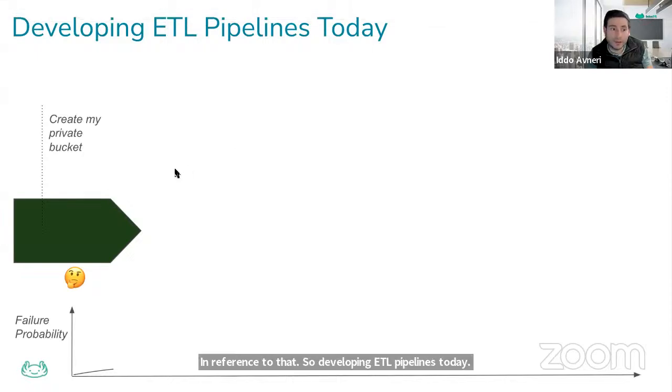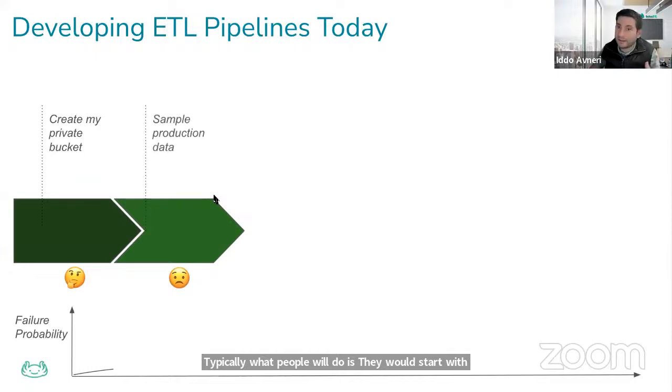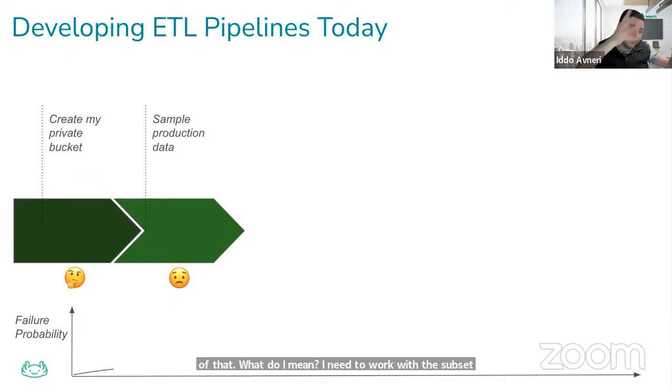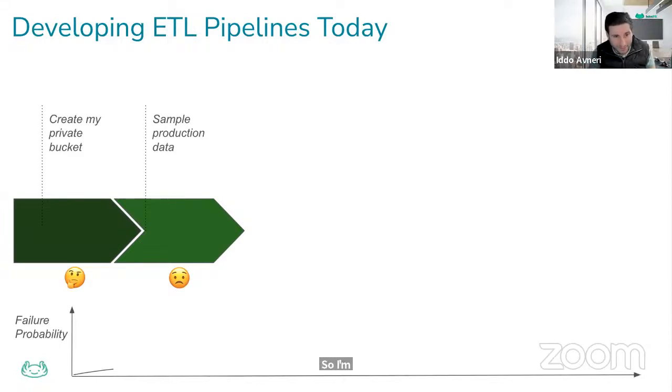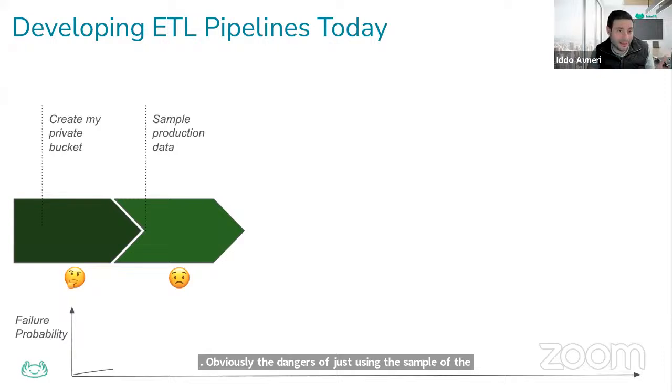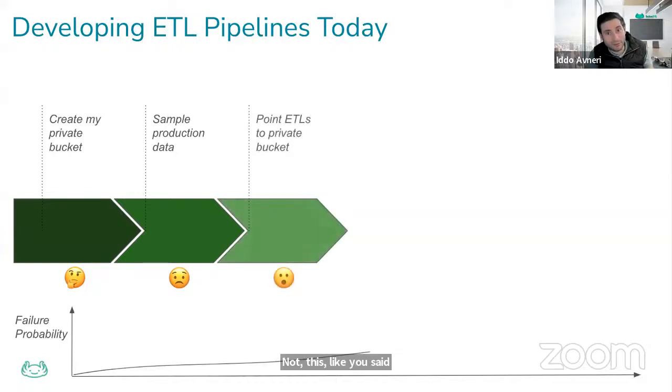Typically what people will do is they will start with some sort of data set that they need to work on, and then they will either sample data or copy data out of that. What do I mean? I need to work with a subset of the data, for example. I need to develop something, and I can't develop against my entire production data. So I'm going to sample part of the data and bring it over to me. Obviously, the danger of just using a sample of the production data is that you might not test all the edge cases, and that you might not test the scale of big data that you want to do.